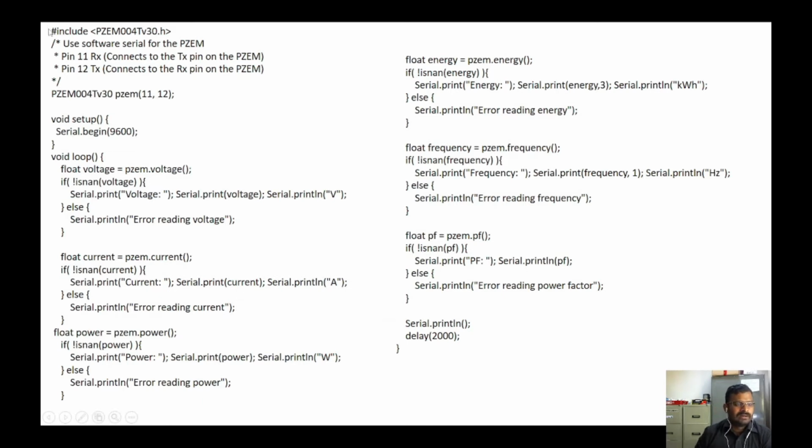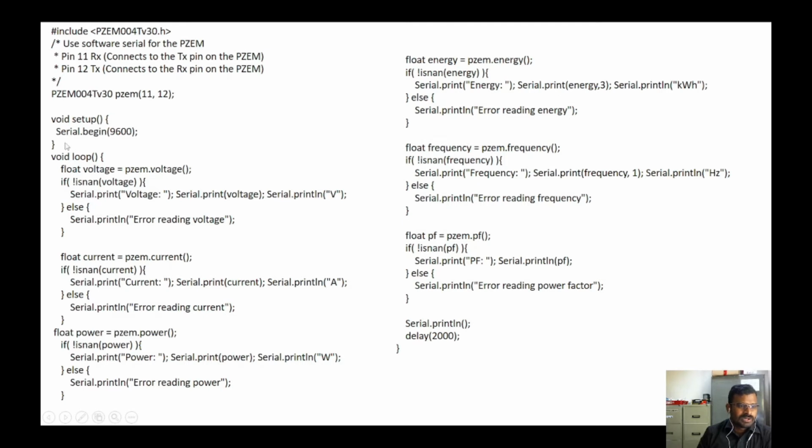We need to add the header file for this energy sensor, which is available on the website. Include PZEM004T. I am going to use version 3, so this header file is named PZEM004Tv30.h. The second line is about PZEM004Tv30 PZEM. I'm going to use these two pins of Arduino, 11 and 12. As I told you, I'm going to use software serial, and for software serial any Arduino digital pins can be used, so I'm going to use the 11th and 12th pins.